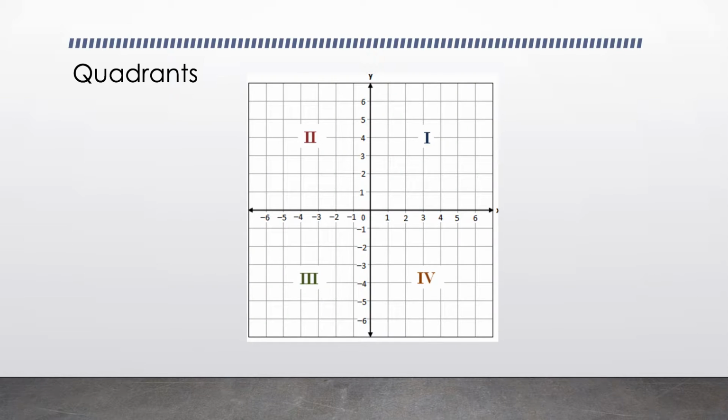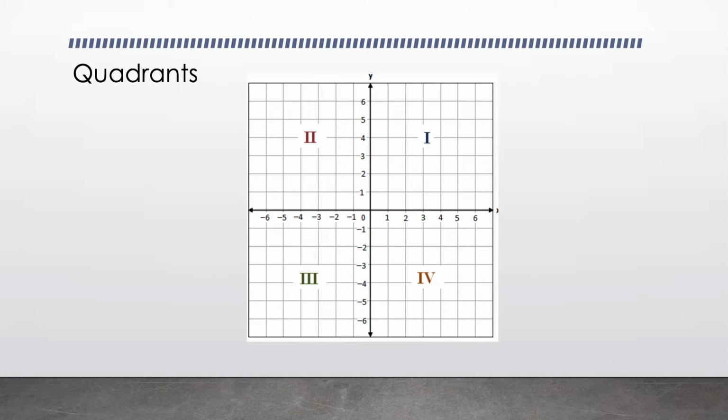Again, I want to remind you of your quadrants. Remember that the graph, the XY axis, can be graphed into 4 different sections. We call those sections quadrants. So take a minute and note in your notes the way that we label those quadrants.